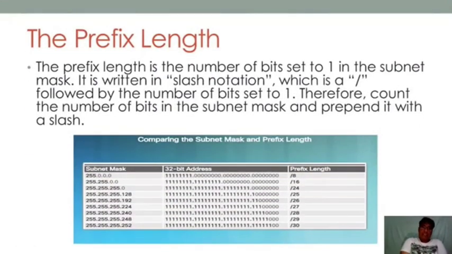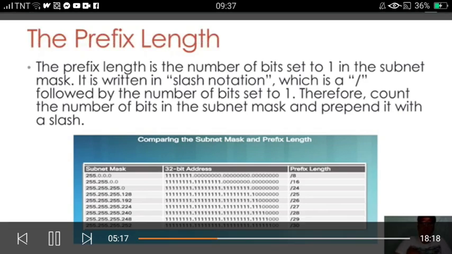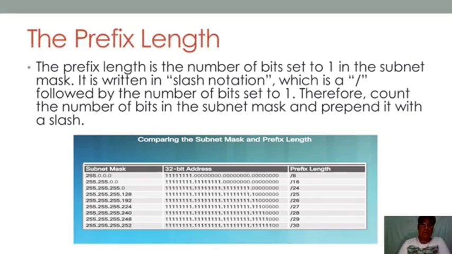The prefix length. The prefix length is the number of bits set to 1 in the subnet mask. It is written in slash notation, which is a slash followed by the number of bits set to 1. Therefore, count the number of bits in the subnet mask and prepend it with a slash. This will be the example.